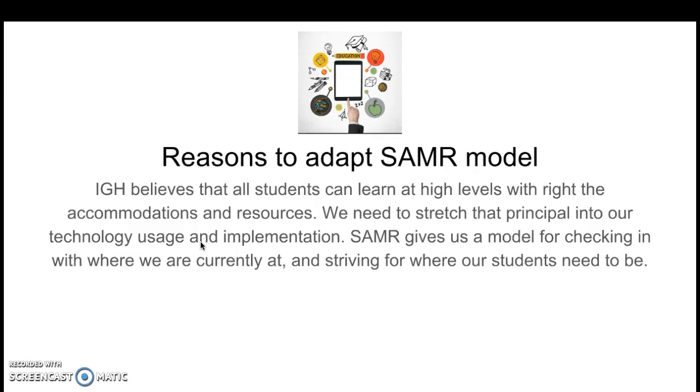Reasons to adopt the SAMR model. Inver Grove Heights believes that all students can learn at high levels with the right accommodations and resources. So what we need to do is stretch that principle into our technology usage and implementation. SAMR gives us a model for checking in with where we are currently at and striving for where our students need to be.